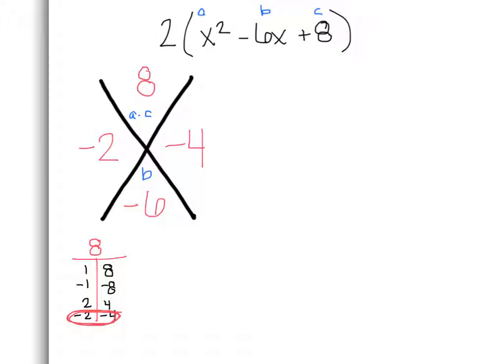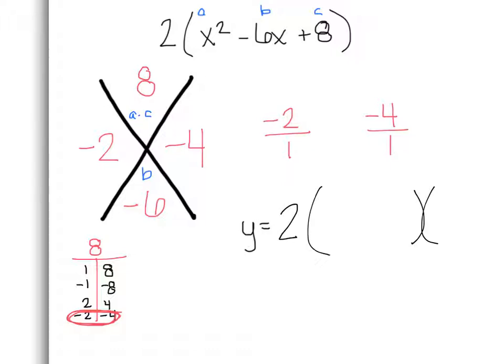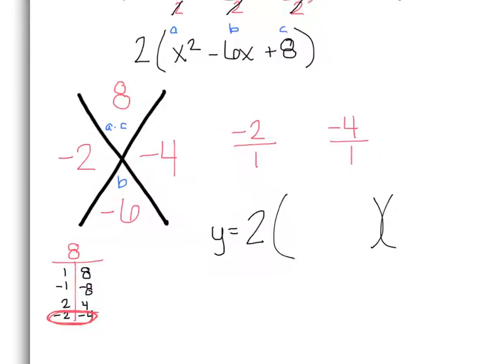Step 3, turn these numbers into fractions where the value for A is the denominator. So we will have negative 2 over what was A, 1, and negative 4 over A, which is 1. This is where you reduce if possible. Can we reduce those any? No, we can't. So we're going to move on to the next step. Well, this will be our answer. So y equals, don't forget about the 2. Remember, it doesn't like to be left out. So 2 in front, and then we set up our binomial parentheses.